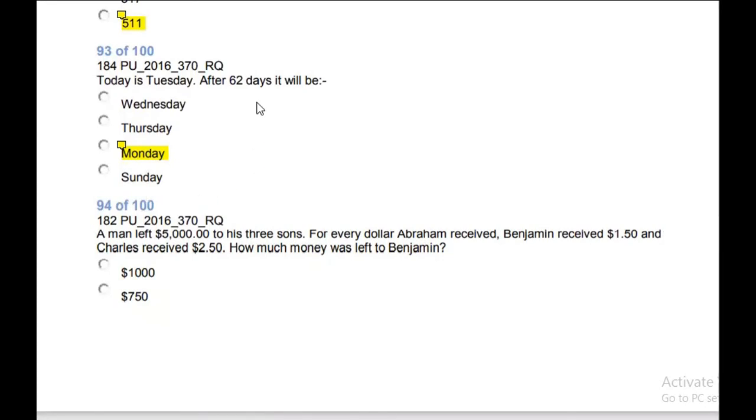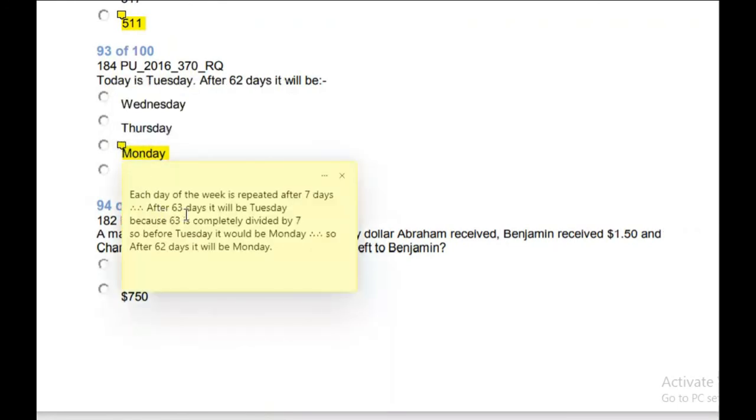Today is Tuesday. After 62 days, it will be? Answer C is correct, Monday. Each day of the week is repeated after 7 days. So if today is Monday, after 7 days it would also be Monday. After 63 days, it would be Tuesday, because today is Tuesday. After 62 days is the question.